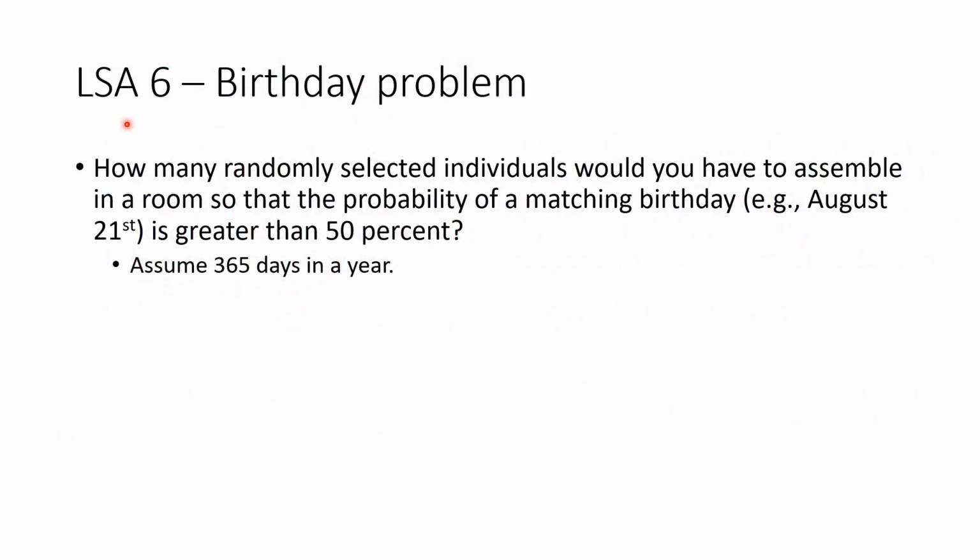I'm also launching LSA 6 here, which will be due sometime soon. It's called the birthday problem. How many randomly selected individuals would you have to assemble in a room so that the probability of a matching birthday, for example, my birthday, August 21st, is greater than 50%? For this, please assume there are 365 days in every year. That will make it much easier. This is a problem you might want to think about quite a bit before you tackle it.